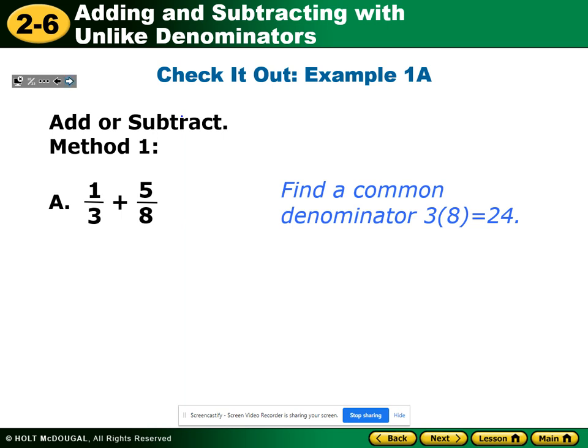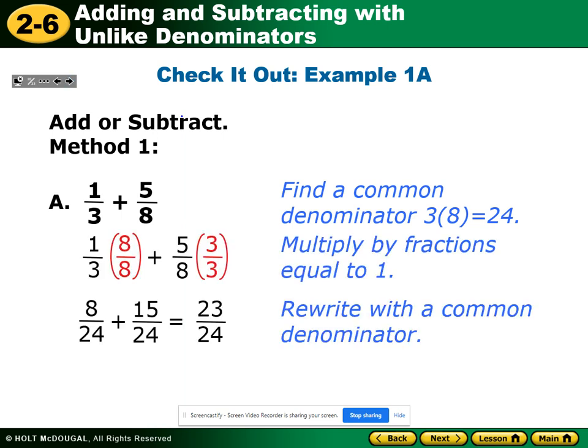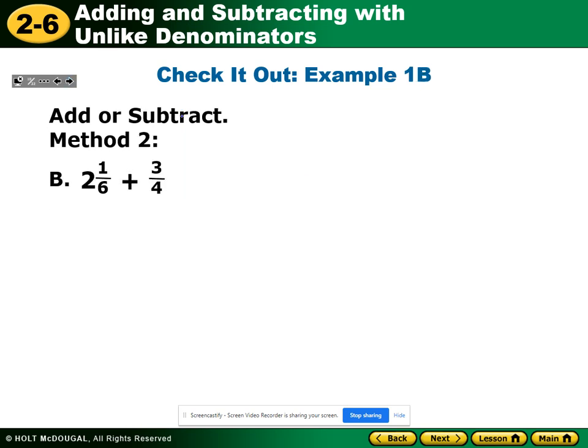So watch what they do. They took the 8s over here, then they took the 3s over there, and then we've got our problem that worked out just like we had it. Now, I like to look at just the fractions, and remember, 2 is going to be the whole number in front of them, okay?